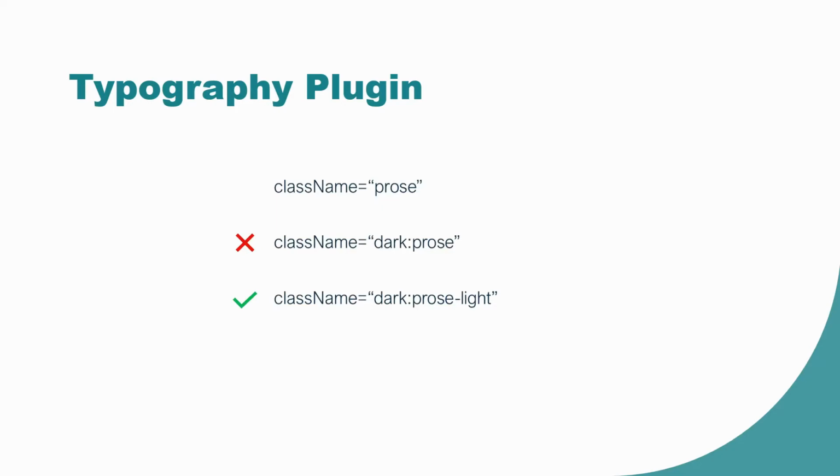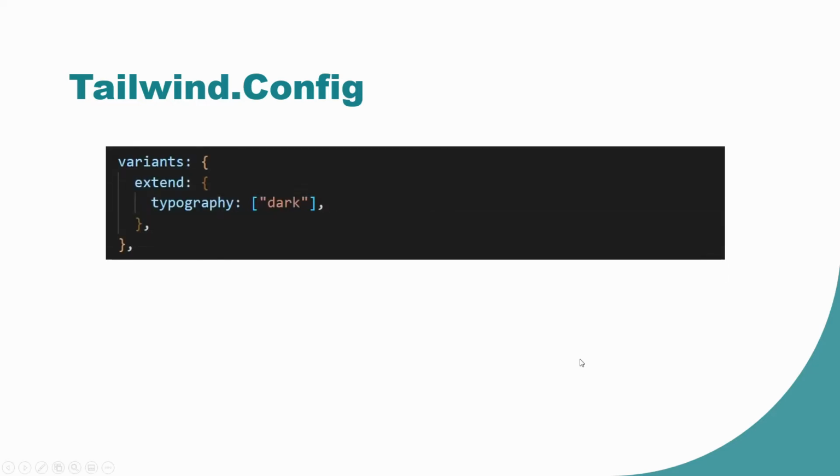And what we're trying to do here is adding a light modifier here. We're going to do some Tailwind configuration to make it work. In your Tailwind config, because we're targeting the dark variant for the typography plugin, we're going to go to that variant and then extend and then the typography plugin. And we're going to put dark in the square brackets because we want to target this variant.